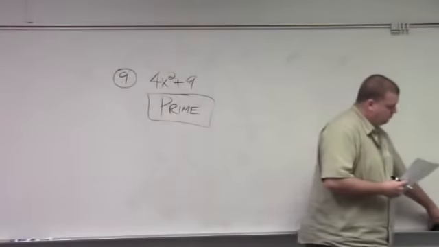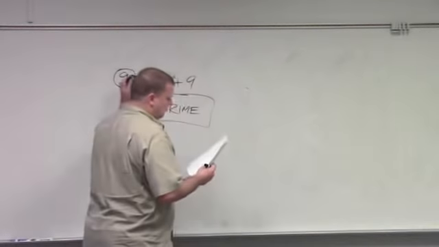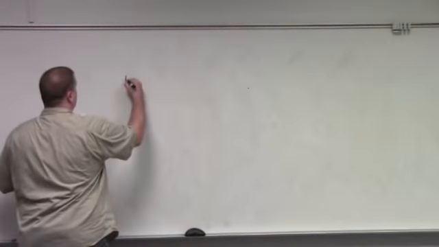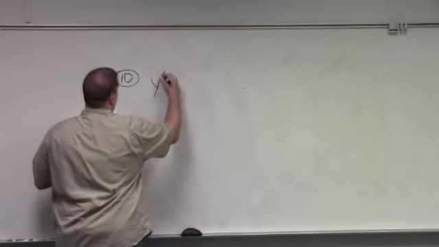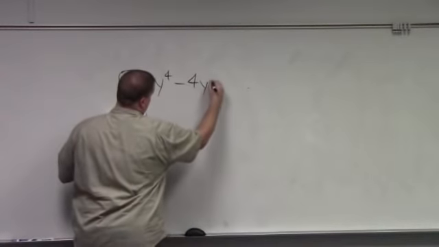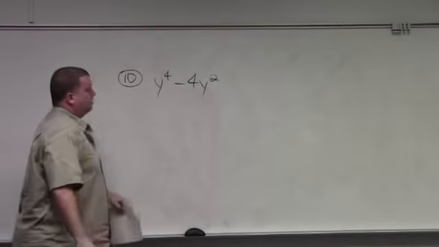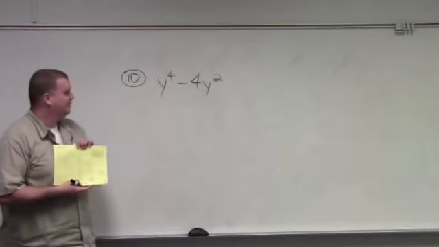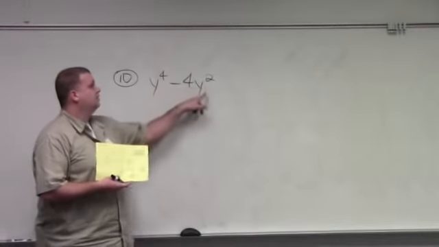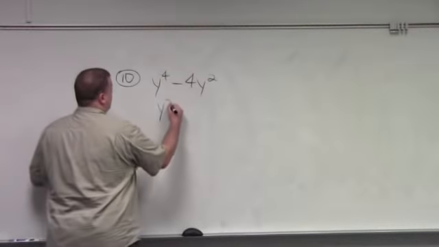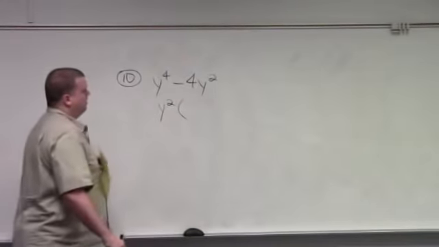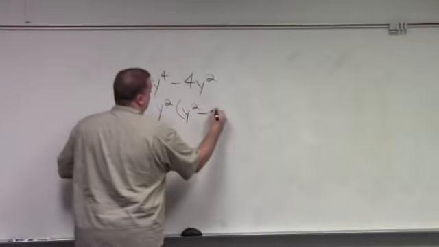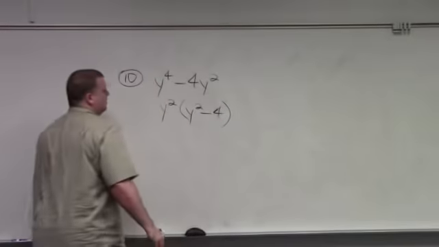Ready for number 10? All right, y to the 4th minus 4y squared. It's not like a repeating record here, but greatest common factor. Y squared, right? We have at least 2 y's. So let's take that out. What is that going to leave me? Y squared minus 4. Y squared times y squared is y to the 4th. And then if I take the y squared off of 4y squared, just 4.